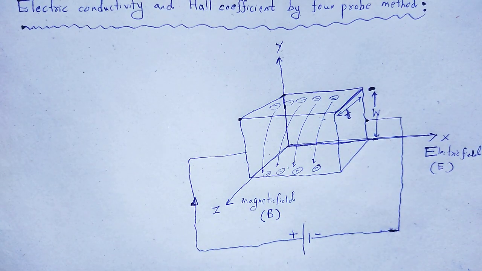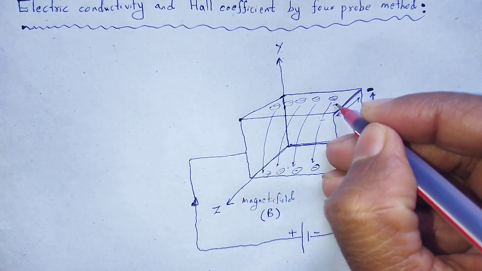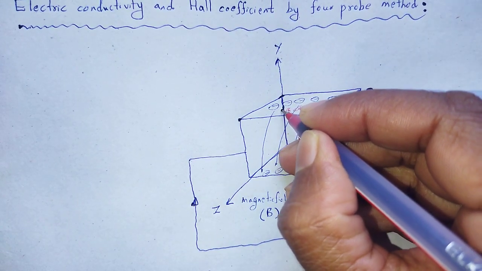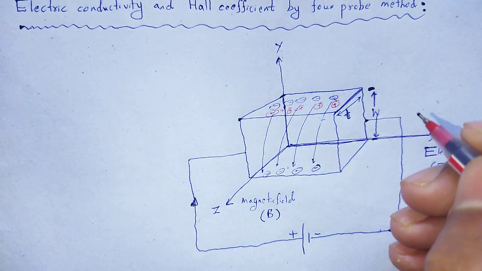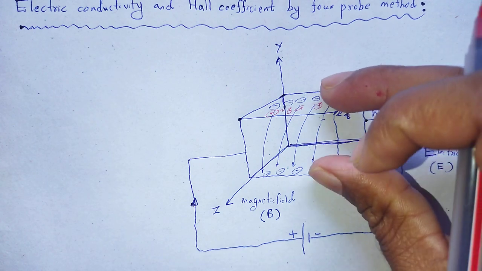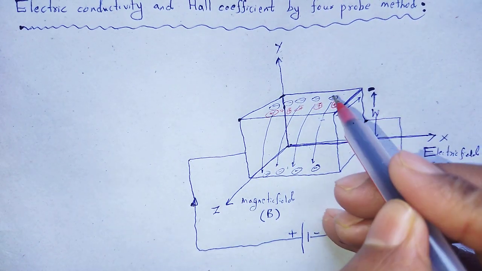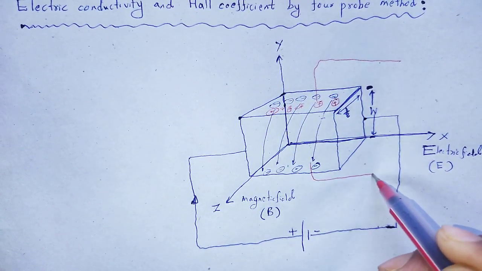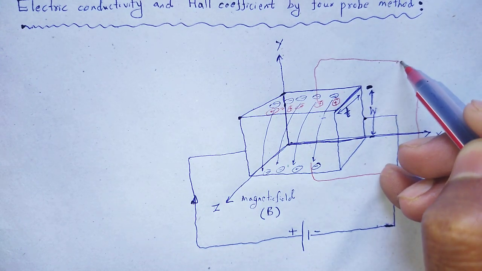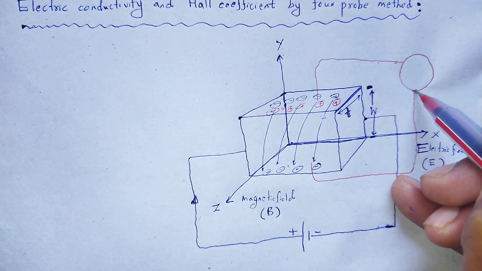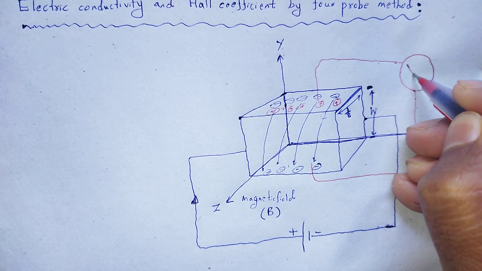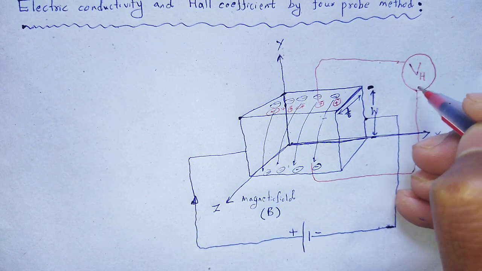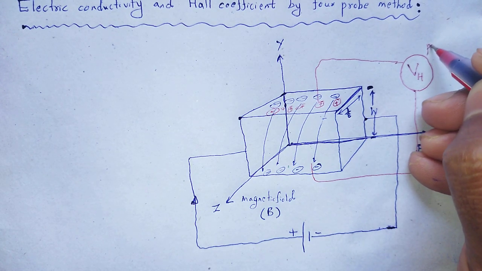Ultimately, holes are created on the upper region. Therefore, a potential difference between the two ends is developed. That potential difference is nothing but the Hall potential and is denoted by Vh.